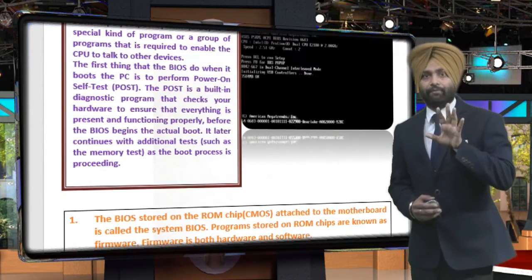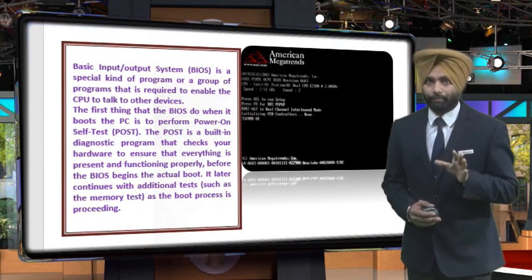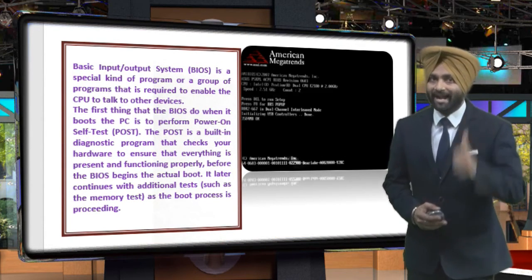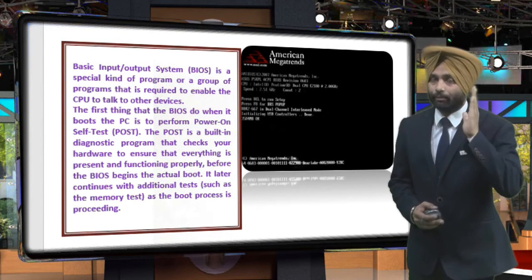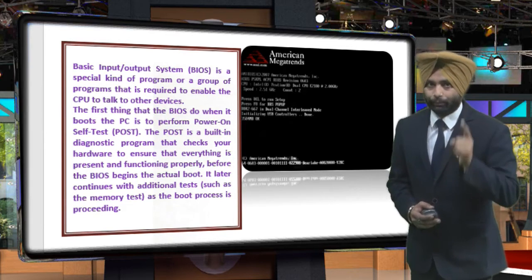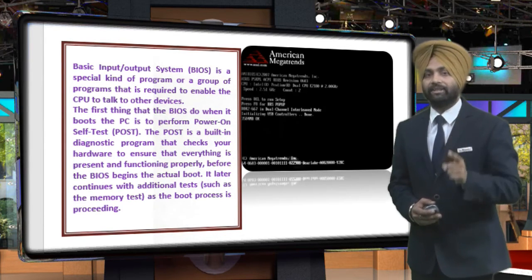Now, what is the primary function of BIOS? The primary function of BIOS is to initialize and test the hardware peripherals and devices that are connected to a system at the time of booting. And secondly, it also helps in loading the bootstrap loader as well as the operating system.